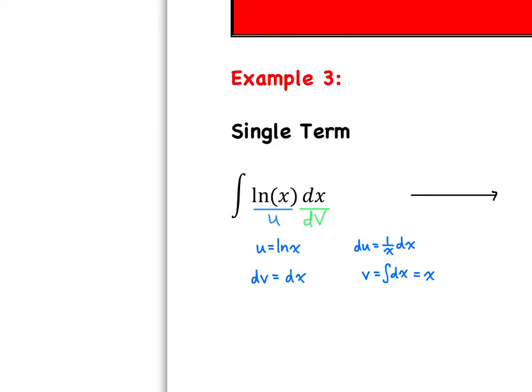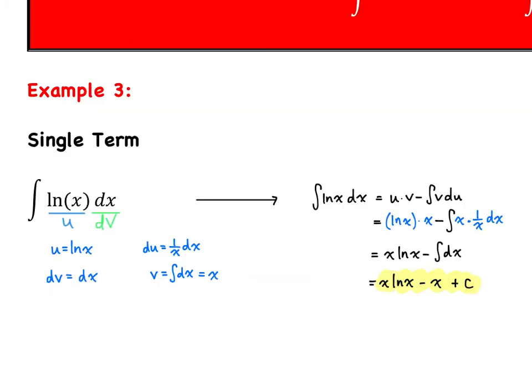So if that's the case, then u is ln of x. We know how to take the derivative of ln of x. We just don't know how to integrate it. So du is going to be 1 over x dx. If dv is dx, then we're integrating dx and we get x. So now that we have our parts, I want you to go ahead and finish off this problem. Check back when you're done.